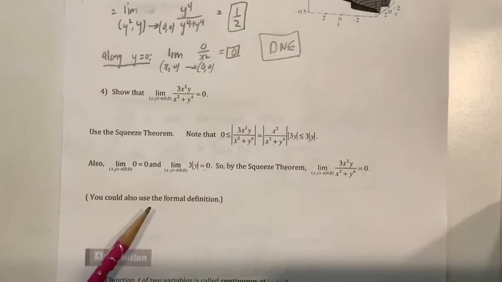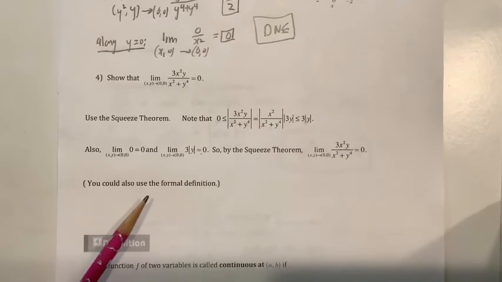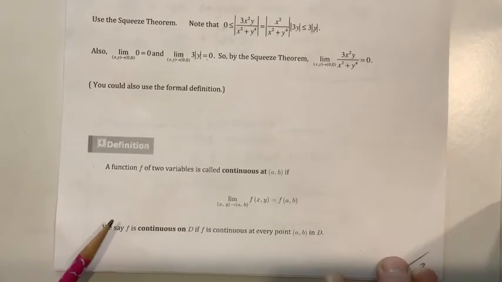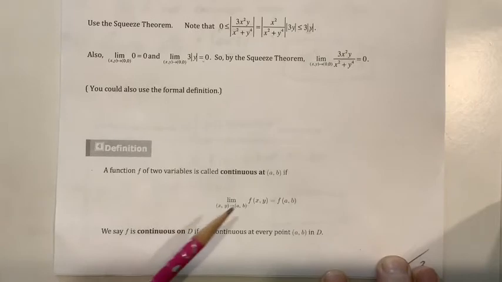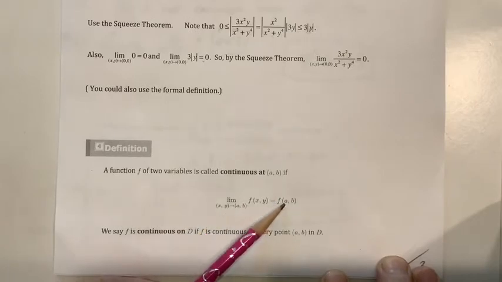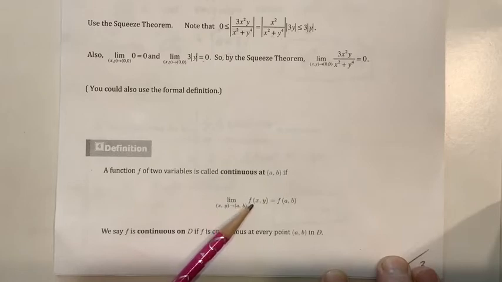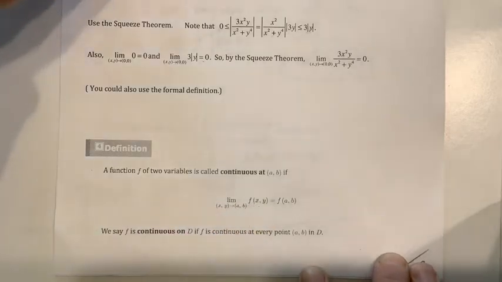You could also, if you look at the book, actually use the formal definition on this one as well. So putting that together, a function is continuous at a point means three things. First of all, it has to be defined there. Secondly, the limit has to exist. We just talked about that. And thirdly, the two have to be equal, right? So let's look at some examples of that.